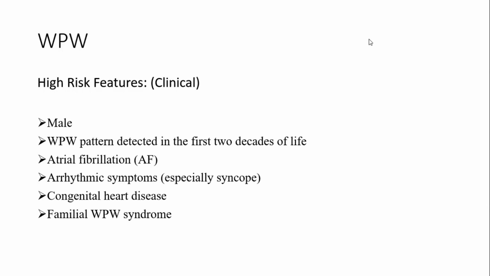So what are the high risk features? The high risk features are male gender, early detection of the pathway, a patient with pre-excited atrial fibrillation, and any patient who was having syncope because of any arrhythmias like AVRT, or any congenital heart disease like Ebstein anomaly. In Ebstein anomaly you should always look for pathways, because hardly any Ebstein patient is born without pathways. This is again a very important question.